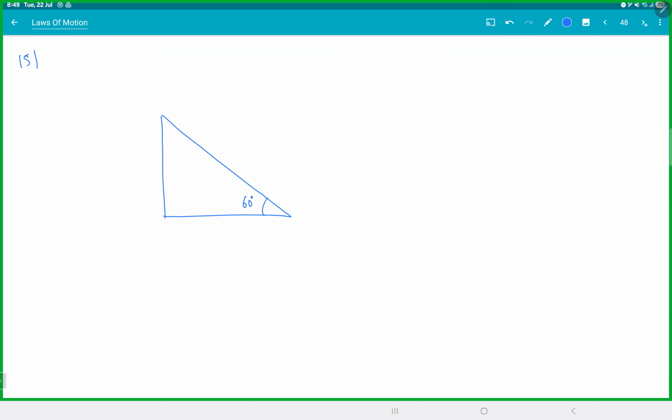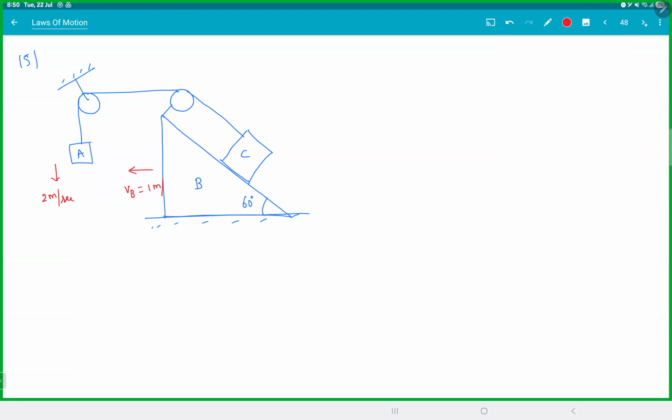So let's say we got an incline. We got a pulley here. We got a block A here. We got a block C here. We got a block B here. Let's say A is going down with 2 meters per second. The wedge is going with 1 meter per second. Then what is the velocity of C? Assume C always remains in contact with the wedge.